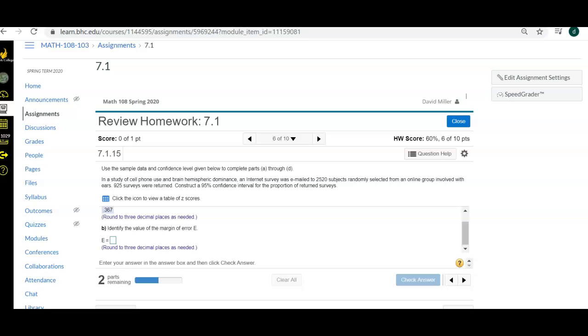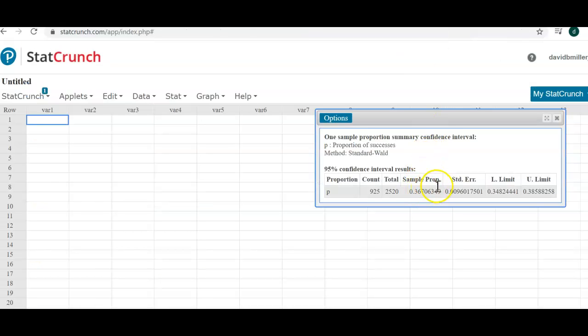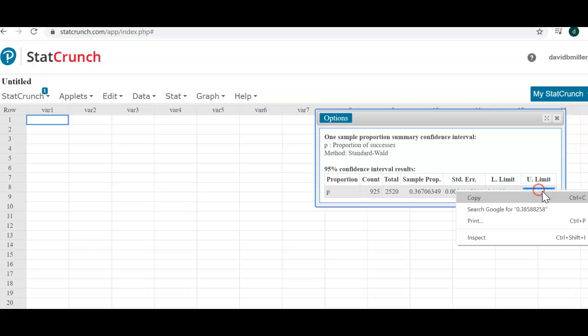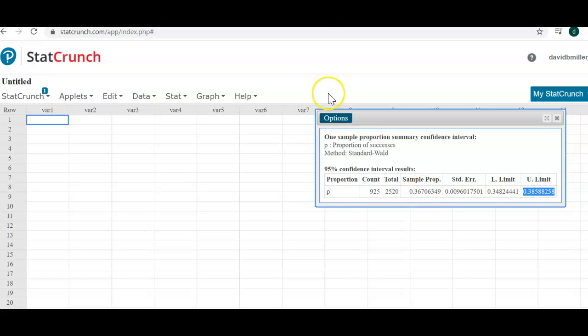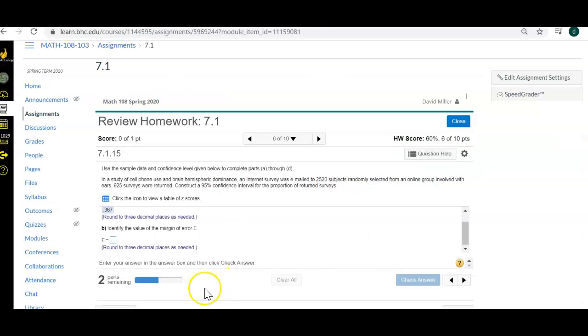The margin of error is the difference from the proportion to one of the limits. So you could take 0.3858825 minus 0.367063343. So that would be 0.386 minus 0.367, or 0.019, I believe, if you subtract those.